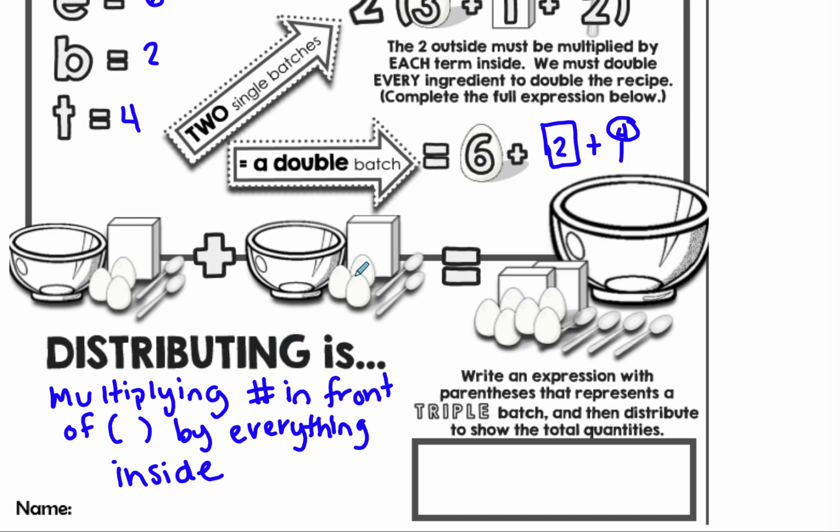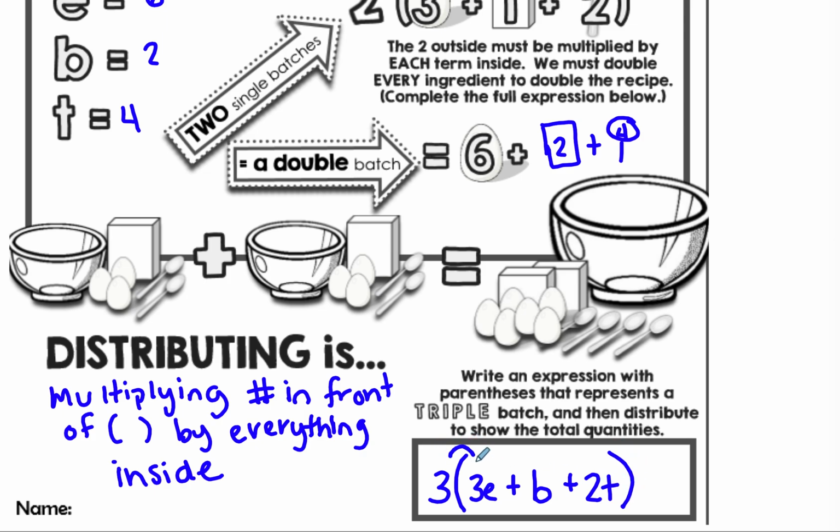All right. So it says write an expression with parentheses that represents a triple batch and distribute to show the total quantities. Triple means 3 times, so I'm going to have my 3 in the front. And then now instead of drawing the little pictures, I'm going to use the letters E, B, and T. So my recipe, remember, was 3 eggs, so 3 times 3 E, plus my 1 box. So I'm just going to write B. I could have written 1B, but I'm just going to write B, plus 2 teaspoons. That's my expression for a triple batch.